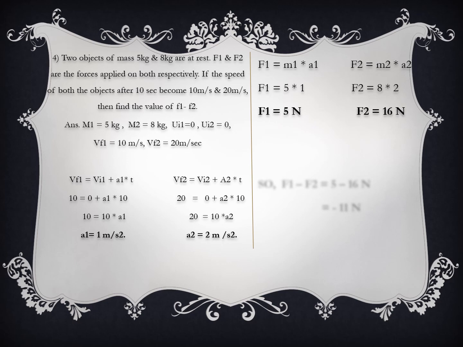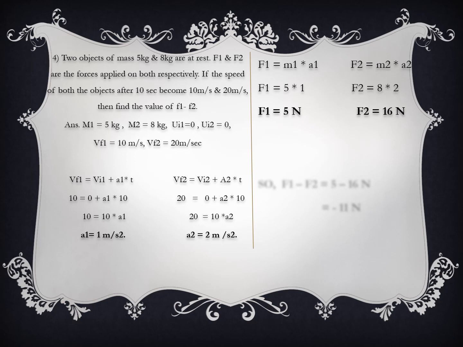Now in the same way we will calculate the value of F2. The formula is again mass into acceleration. F2 is for the second object of mass 8 kg and its acceleration is 2. So we will get F2 will be 16 Newton.